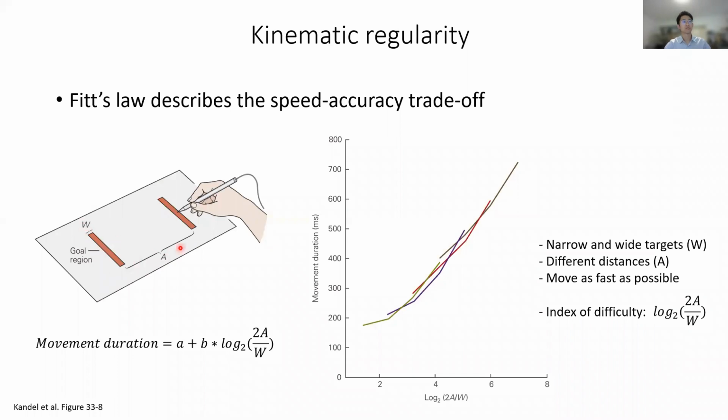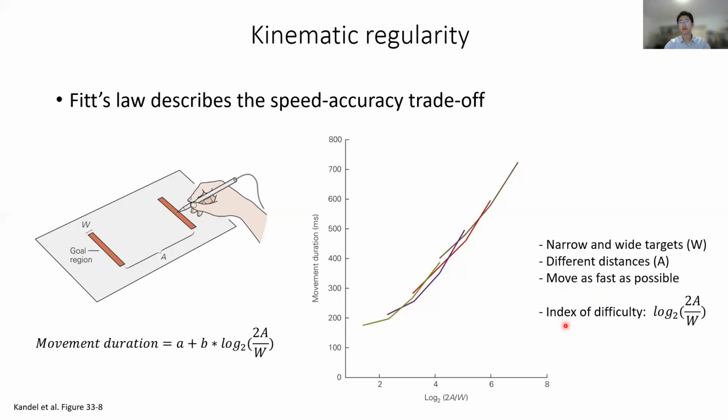We still have this A, which is the distance, and we can have different distances. Here W is the width of the target. The experimenter can change different widths such that the subjects can reach inside the target. Here are the plots. There are several curves, and each curve represents one kind of target, with one certain width of the target, which could be narrow or wide. We have different distances, which is A, and subjects are instructed to move as fast as possible.